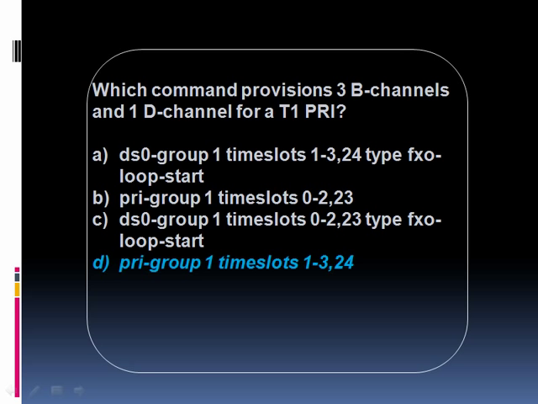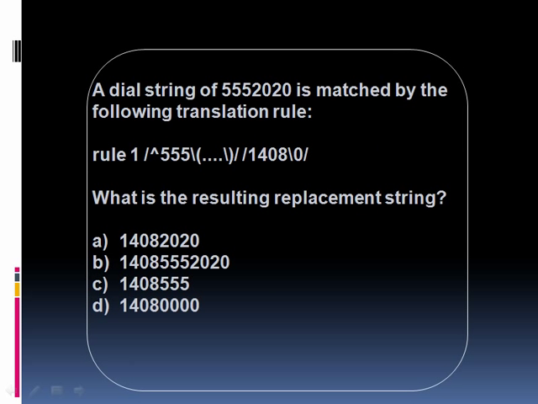Let's take a look at the first one. A dial string of 555-2020 is matched by the following translation rule. In other words, we've gone into translation rule configuration mode, and we can give up to 15 sub-rules there. Here we just have one. We're saying rule 1, and we see the forward slash and a caret, a 555, a backslash, a parenthesis, 4 dots, a backslash, a parenthesis, and a forward slash.